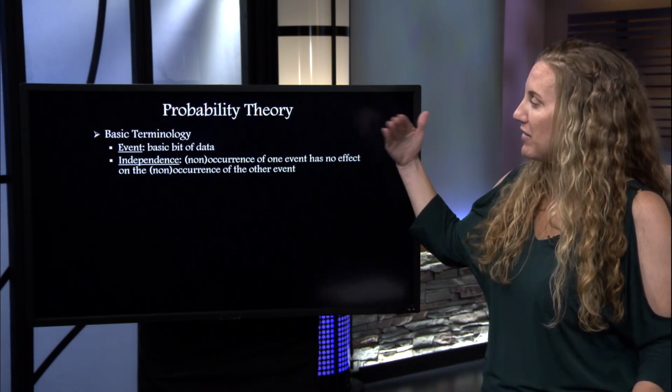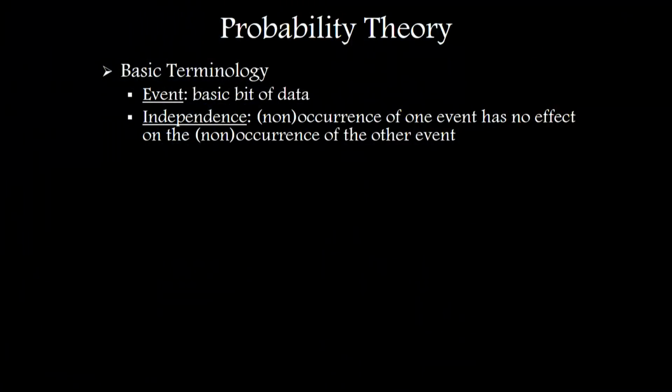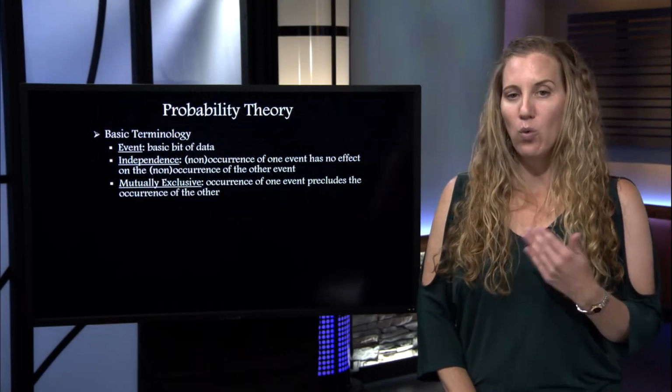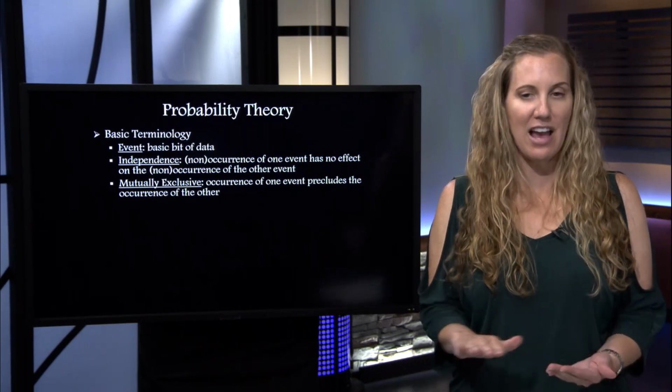So again, we have event, a basic bit of data. One of the big assumptions in probability theory is independence. Something else that's important to understand with probability theory is mutual exclusivity. And when I'm talking about something being mutually exclusive, it means that the occurrence of one event is going to preclude the occurrence of the other event. So once I have witnessed one event, it means the other event cannot happen.